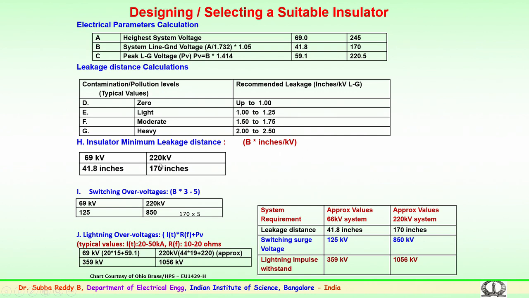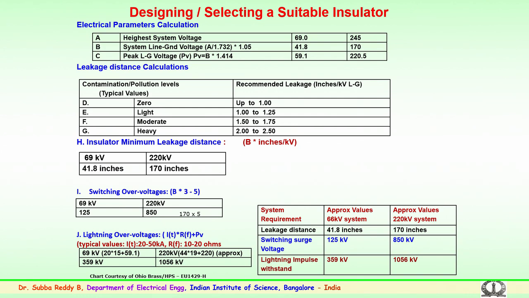Next, after the leakage distance, the insulator minimum leakage distance is calculated simply with the help of 170, which is B, into inches per kV, that is simple. For a 220 kV system it will be 170 inches, that is the leakage distance converted into inches per kV. Then for the calculation of switching overvoltages, a factor of B, that is again 170, is taken, with a multiplication factor particularly for 250 kV and lesser of somewhere between 3 to 5. I have assumed 5 as the multiplication factor. So, for 220 kV, B is 170 into 5, which gives 850 as the switching surge voltage level for a 220 kV system.